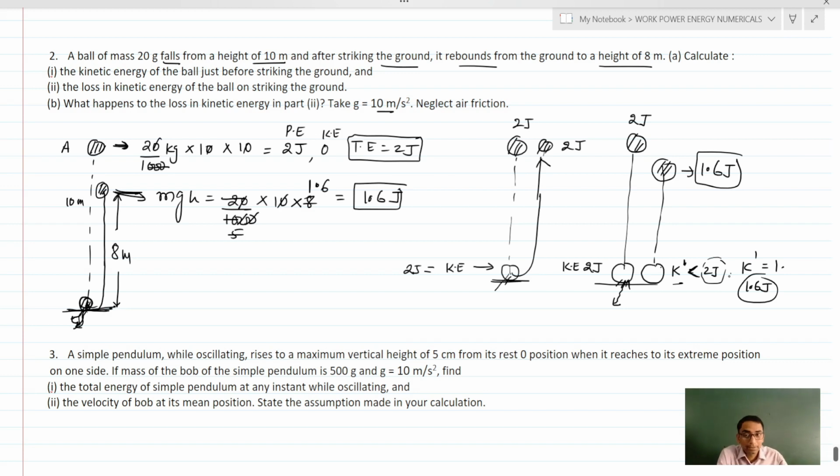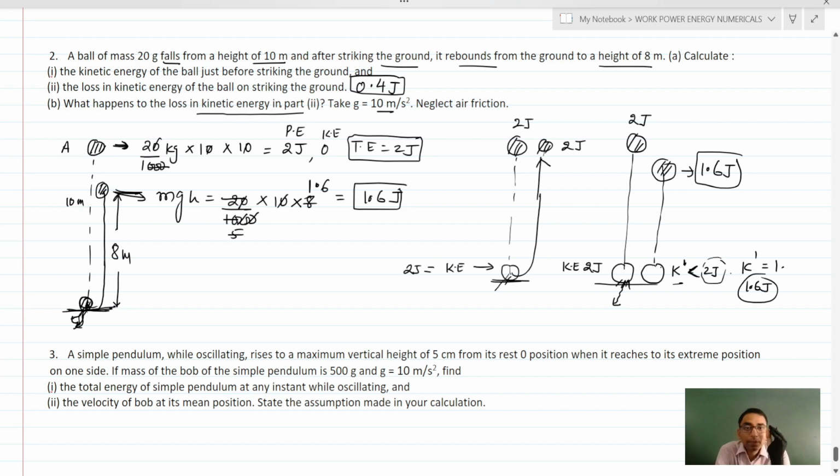Correct? Like this. So the loss in the kinetic energy of the ball, that is 2 and 1.6. Earlier it was 2 joules, now it is 1.6, so 0.4 joules is the loss. What happens to the loss in the kinetic energy in part 2? It is getting converted into sound and heat. I hope this question is well understood.